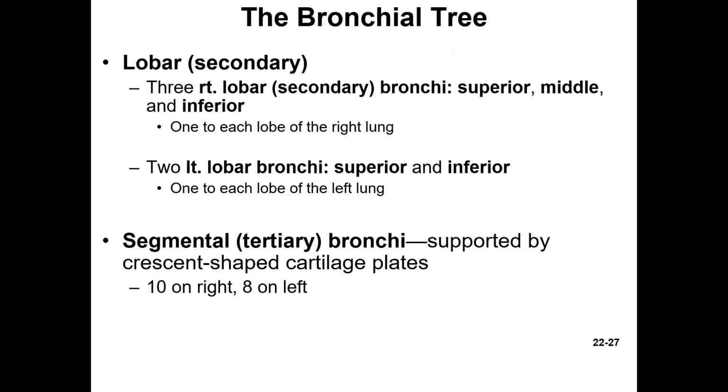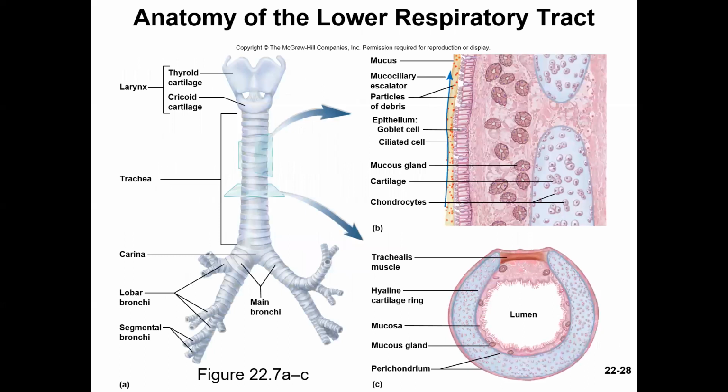So the bronchial tree, that is the lobar or secondary. There are 3 right lobar or secondary bronchi: a superior, middle, and inferior, 1 to each lobe of the right lung. And then, correspondingly, there are 2 left lobar bronchi, superior and inferior, 1 to each lobe of the left lung. Then we have the segmental or tertiary bronchi. They're supported by crescent-shaped cartilage plates, 10 on the right and 8 on the left.